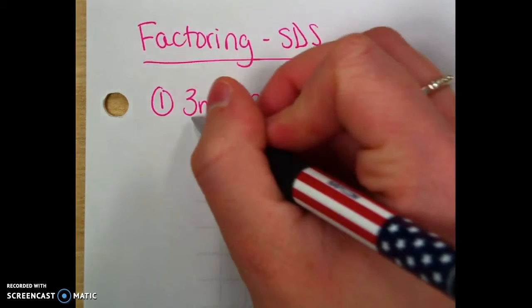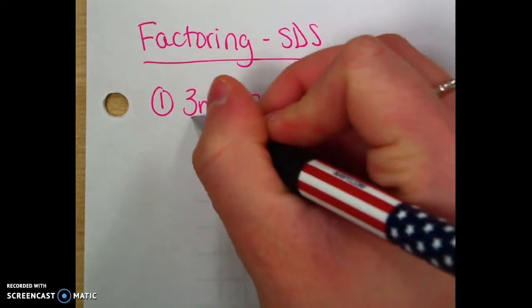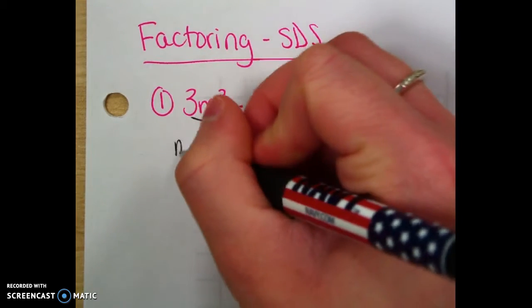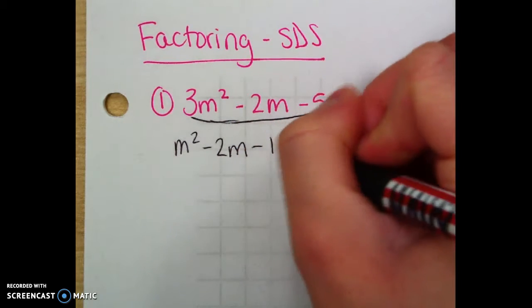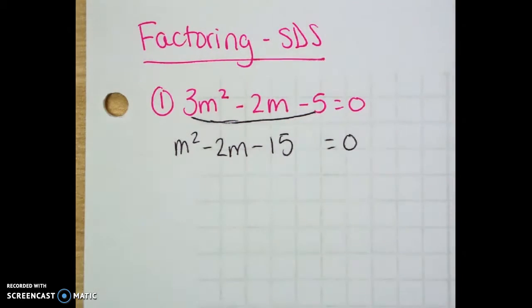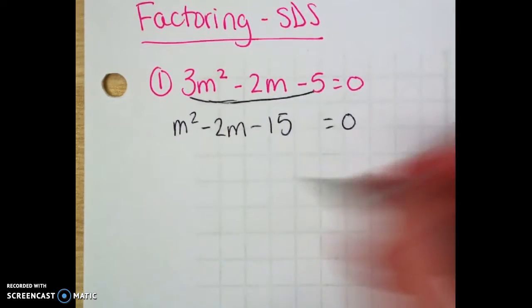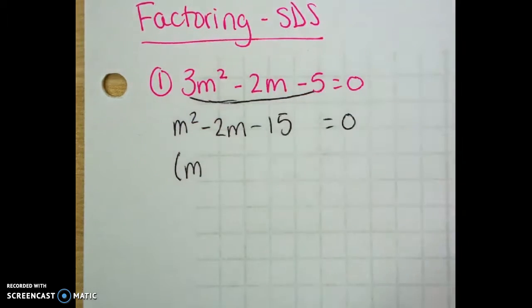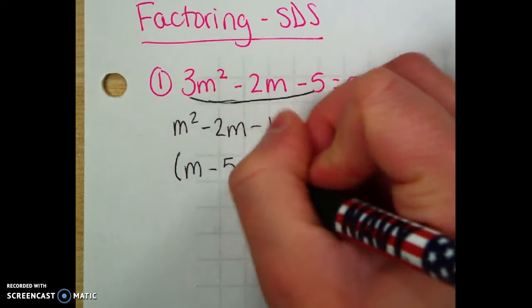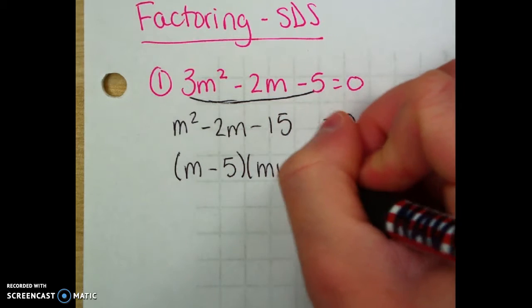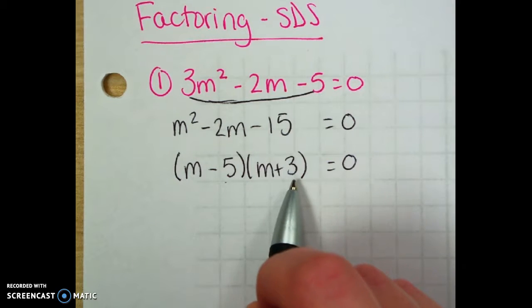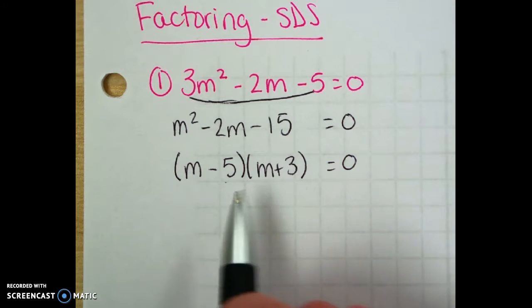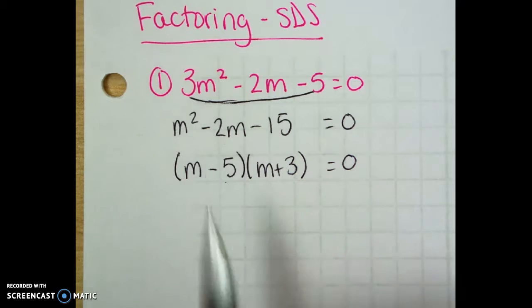Okay, so first you should do the slide. So that would be m squared minus 2m minus 15. You can just leave that equals 0 there. Now you factor it. So m minus 5, m plus 3 equals 0. Negative 5 times the positive 3 is the negative 15. Negative 5 plus 3 is negative 2.